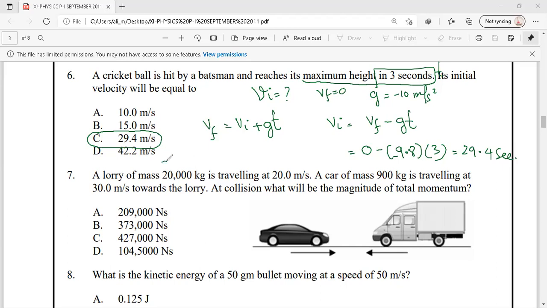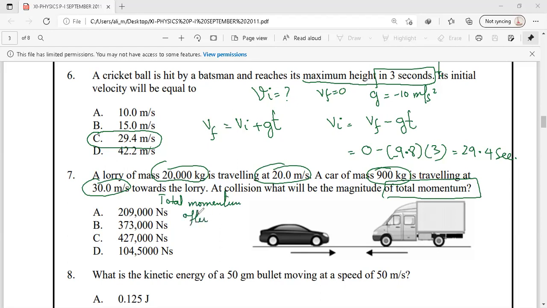A lorry of mass 20,000 kg is traveling at a speed of 20 meters per second. A car of mass 900 kg is traveling at a speed of 30 meters per second. At collision, what will be the magnitude of the total momentum? So we have to find the total momentum after collision. According to the law of conservation of momentum, the total momentum after collision is equal to the total momentum before collision.